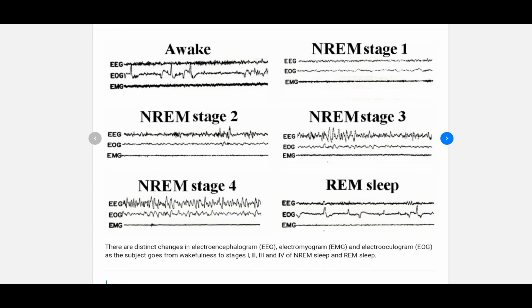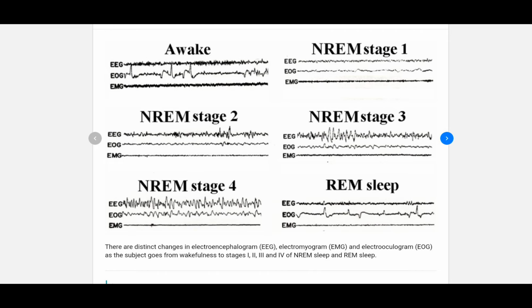Then is NREM stage. In NREM, we have NREM stage 1. NREM stage 1 has theta activity, and it has less amplitude of the waves. Then is NREM stage 2. In NREM stage 2, the EEG is showing increased amplitude, and NREM stage 3 has more amplitude of the waves.